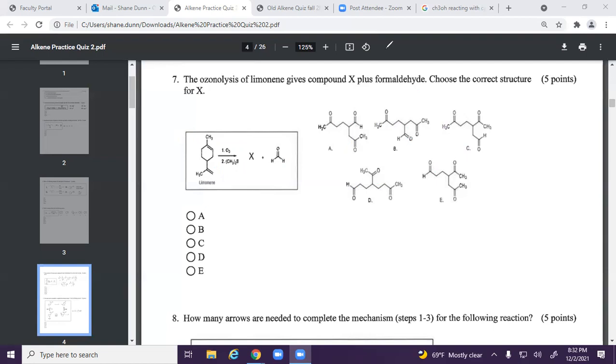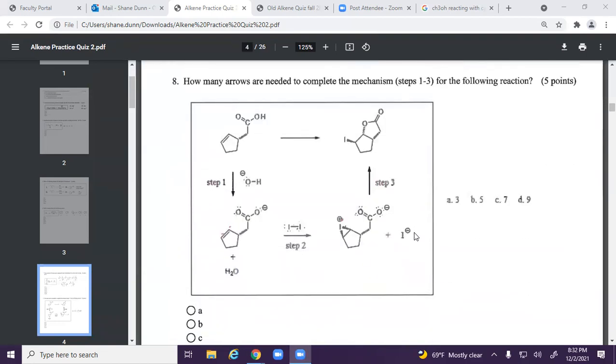Number 8. How many arrows are needed for this reaction? So he's nice enough to show us what the structure happens here. Okay. So what do I form as a product? What is formed down here? Water. I'm reacting with OH.